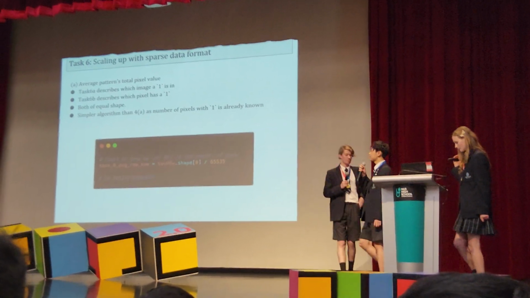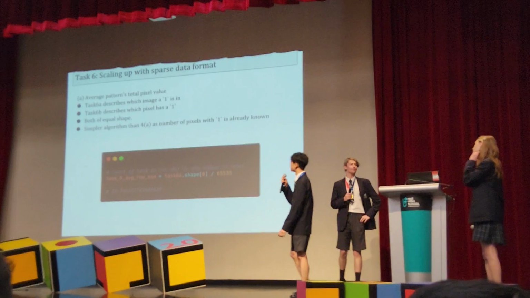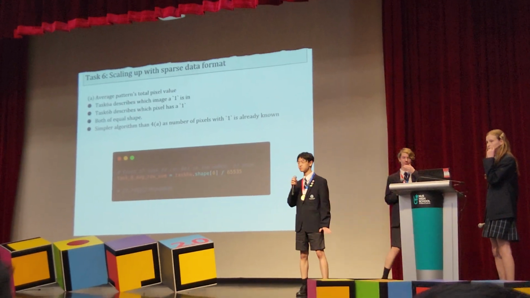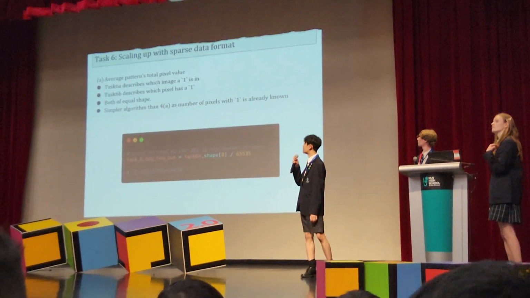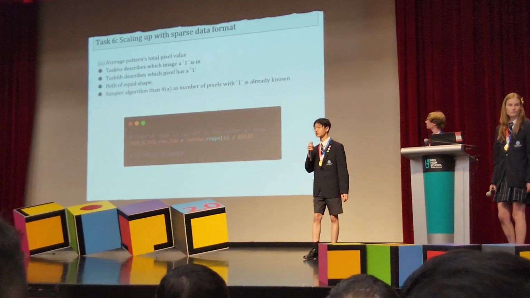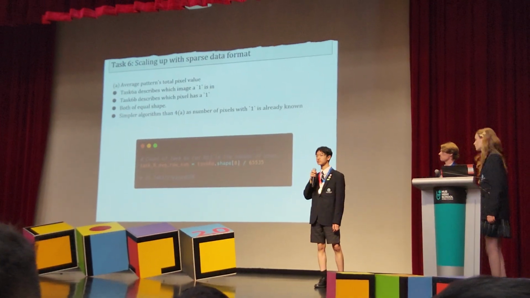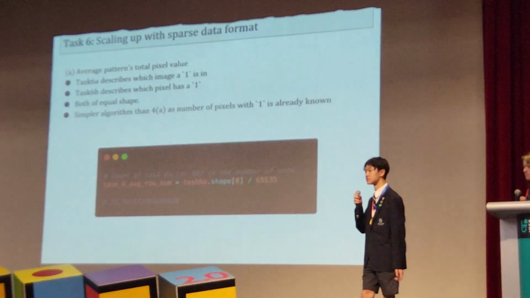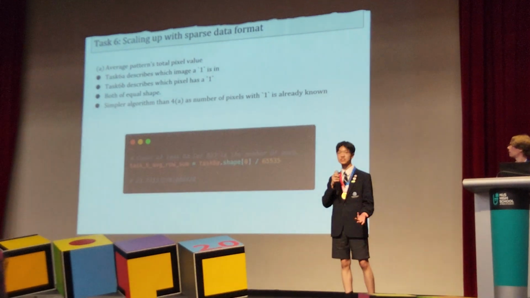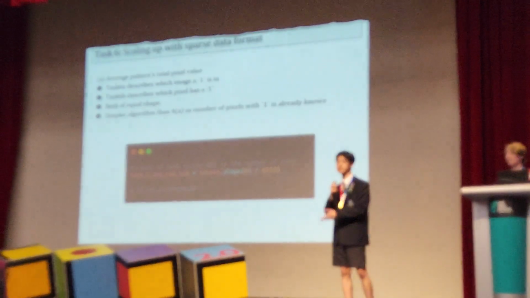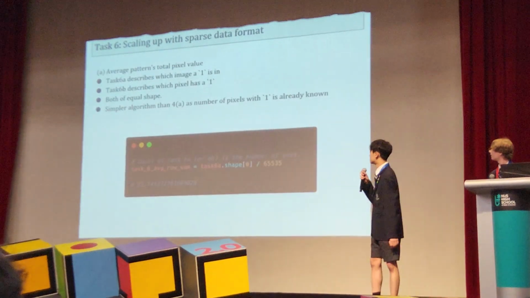Okay, so task6a was using a sparse data format, although otherwise this was pretty much identical to 4. Task6a described which image A1 was in, and task6b described which pixel of that image had a 1. Otherwise, task6a would describe which row of the design matrix we were looking at, and task6b would describe which column of the design matrix we were looking at.